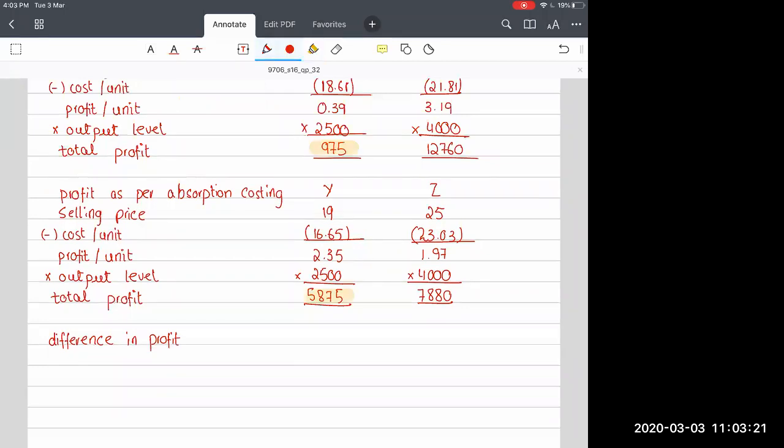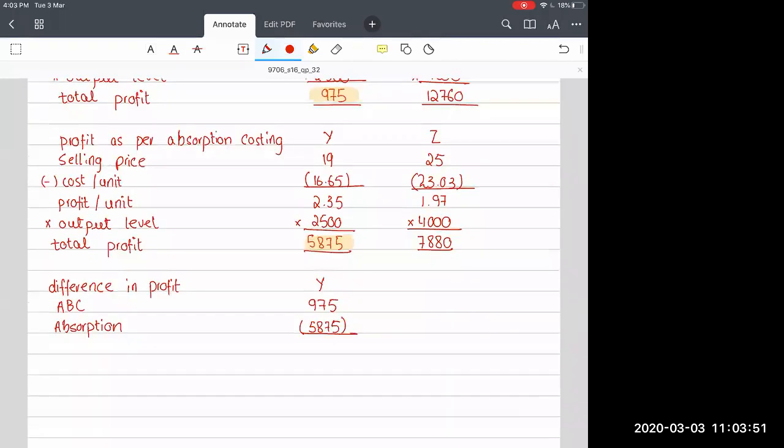Y, bracket में working कर लें इसकी. It's 975 minus 5875. As per ABC, it's 975 and absorption is 5875. The difference is 4900.